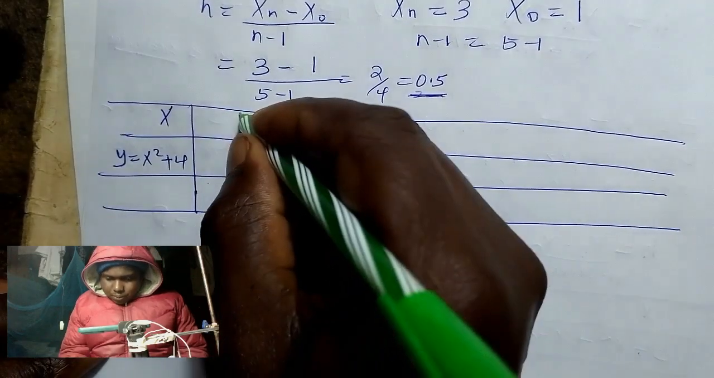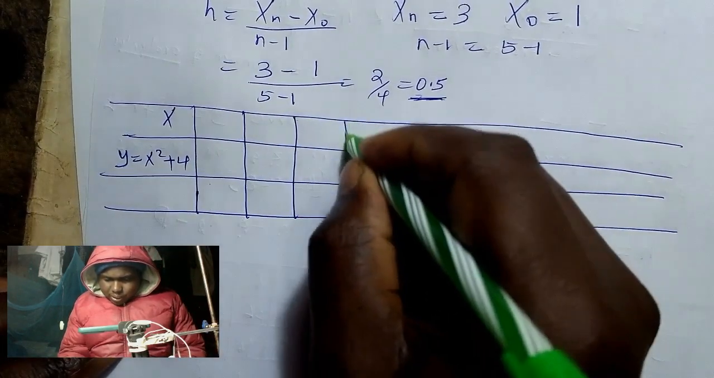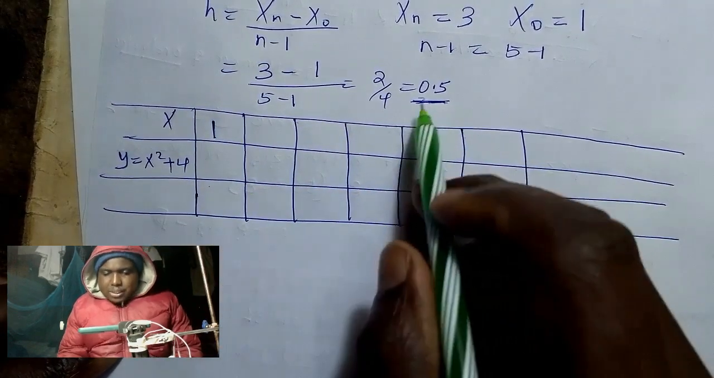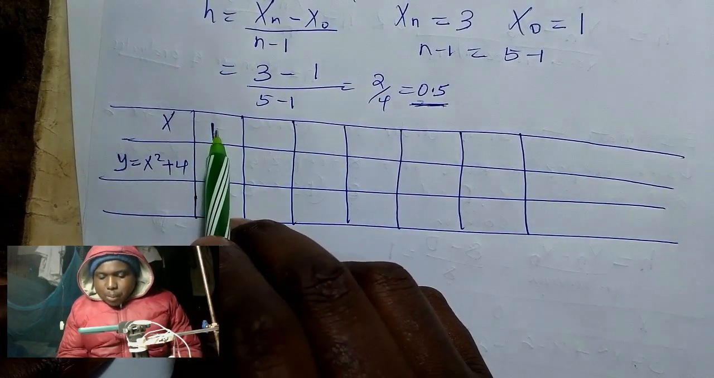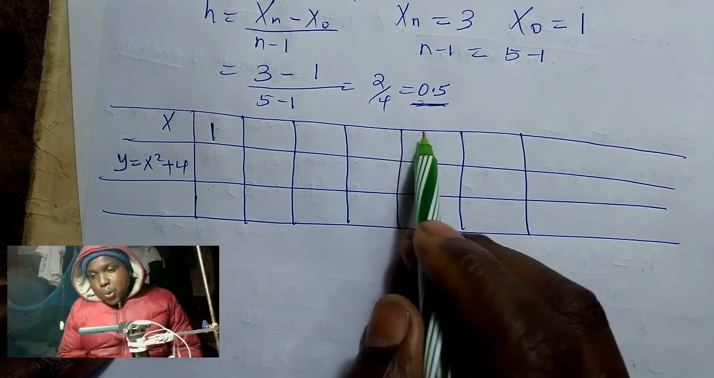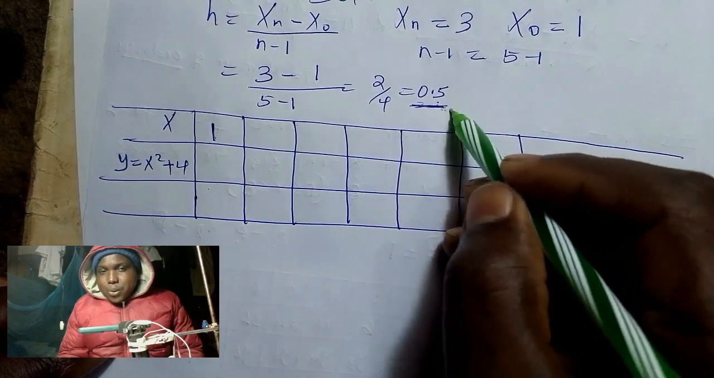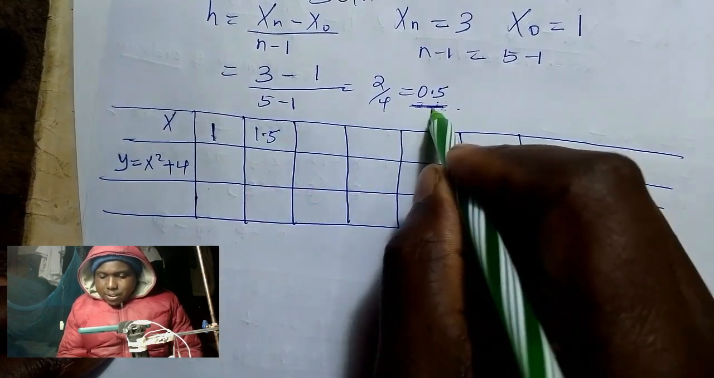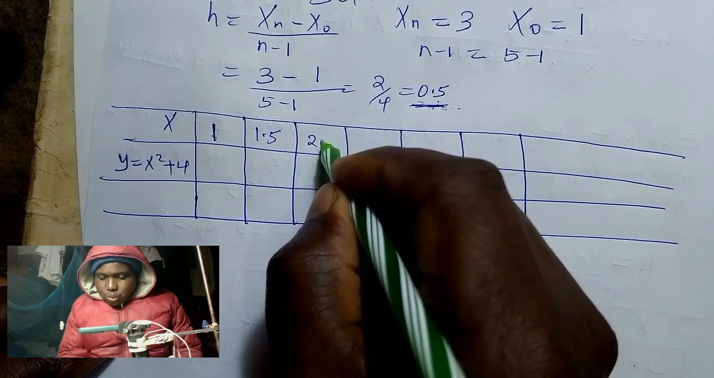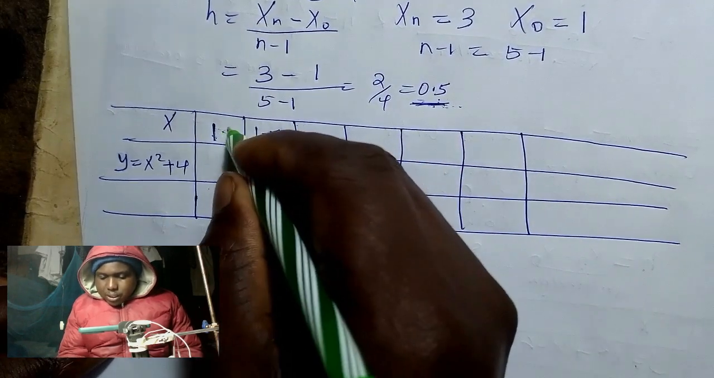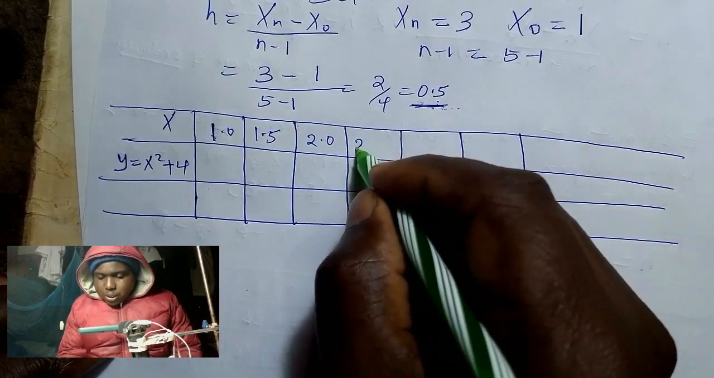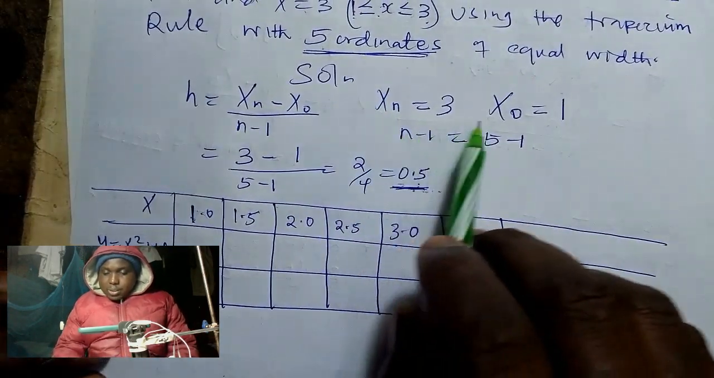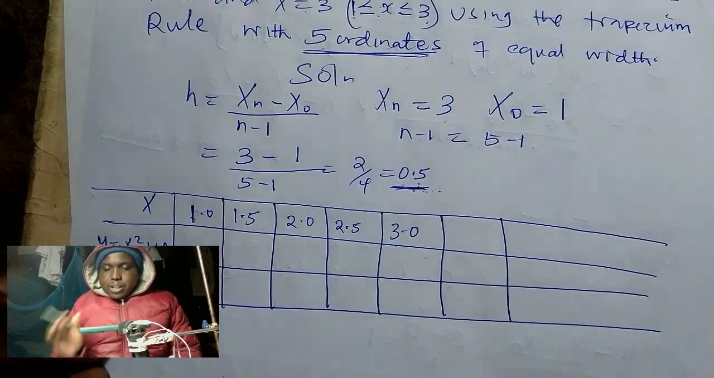Now, we have the values of x. We start from 1. That's where we are beginning. We don't go from 1 to 2 because what is guiding us is the height, the width. So it is 1, and the next one will be 1.5, and then from there, 2.0. From here, you can put 2 decimal places. This one is going to be 2.5, and then 3.0, because 3 was our final range. That's where we will stop.